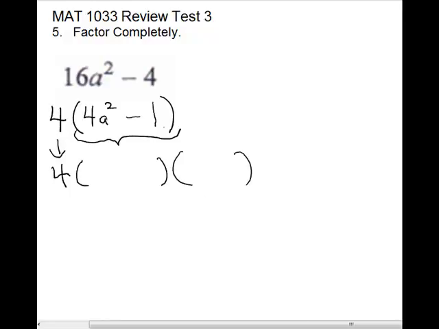And now we'll work on our second term. So we'll do difference of squares. One parenthesis with plus, one with minus, and do your square root. So for 4a squared, we'll do 2a, and the square root of 1 is 1.